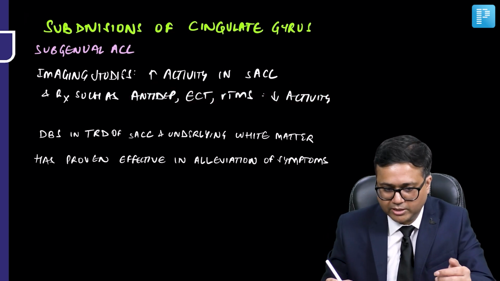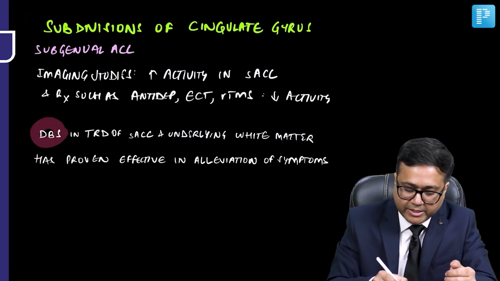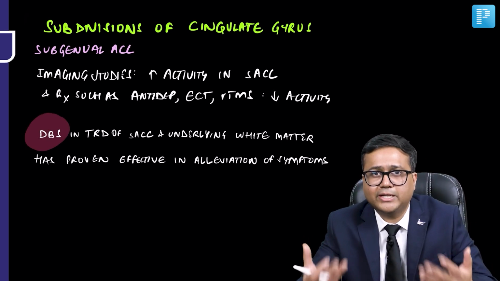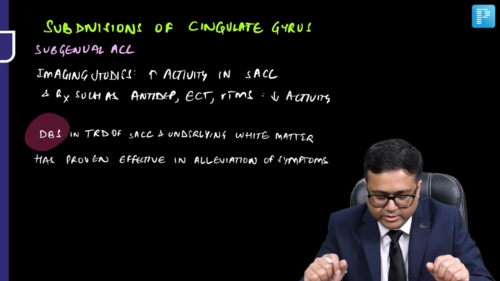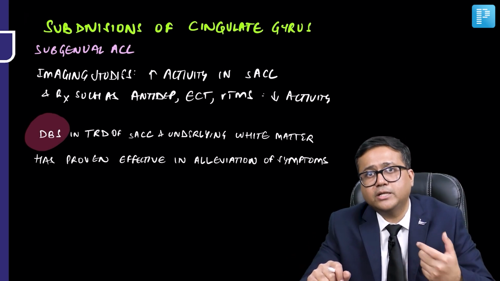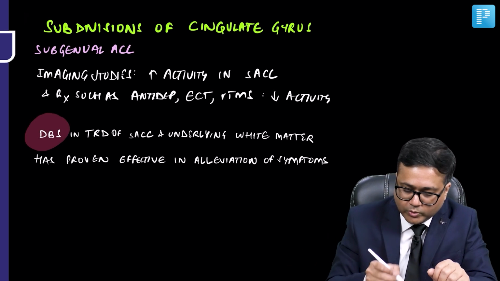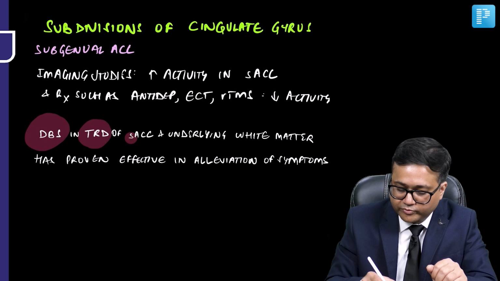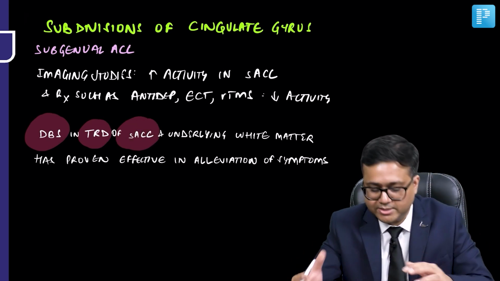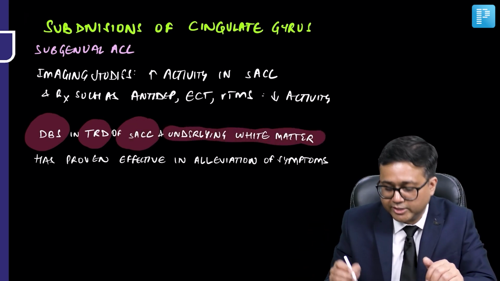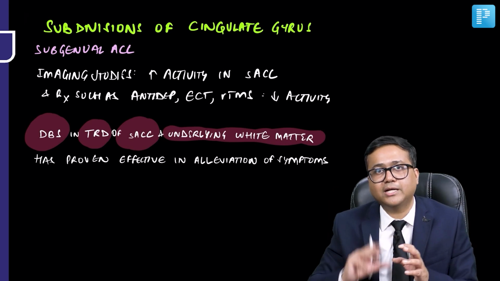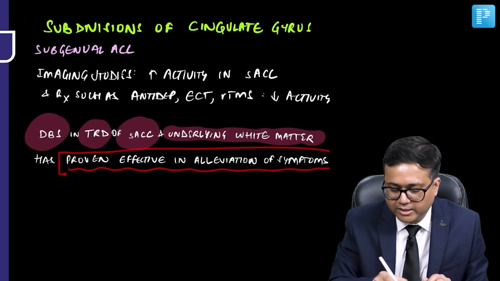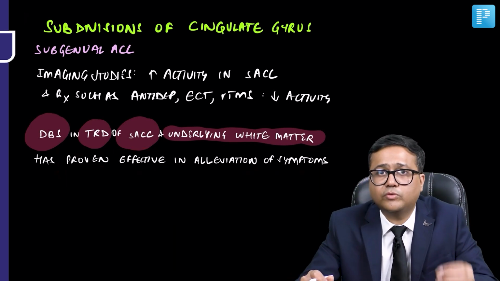In fact, preliminary studies of deep brain stimulation. So nowadays, a lot of new strategies, new techniques have been devised for treatment of important psychiatric disorders, and deep brain stimulation again is an upcoming branch. So it is seen that deep brain stimulation in treatment resistant depression of this area, that is the subgenual ACC, and the underlying white matter, as you know, it is connected to some of the important areas related with depression, has proven in preliminary studies to be effective in alleviation of these symptoms.